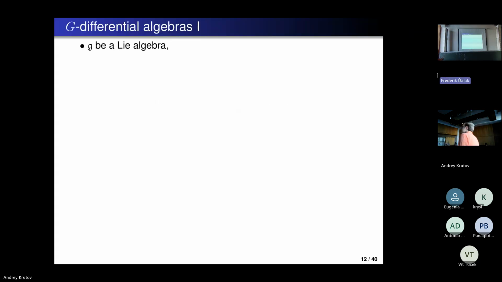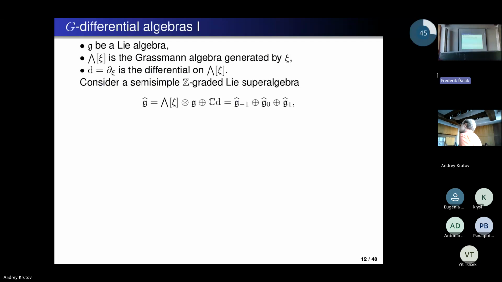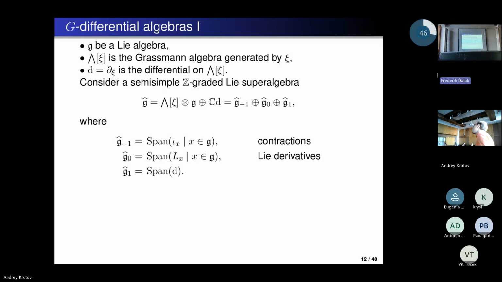And first, the main tool is G differential algebras. It's a framework introduced by Andrey Krutov. So we start with a V algebra. We look at the Grassmann algebra with differential operators. We construct some Lie superalgebra that will control our Cartan calculus. So we have some contractions, Lie derivatives, and differential.